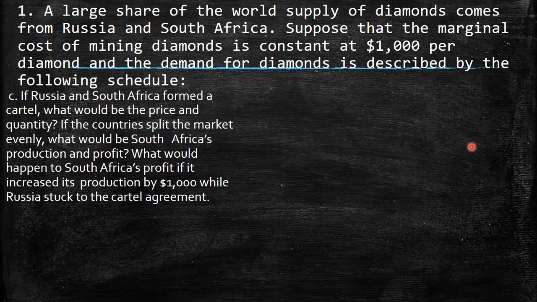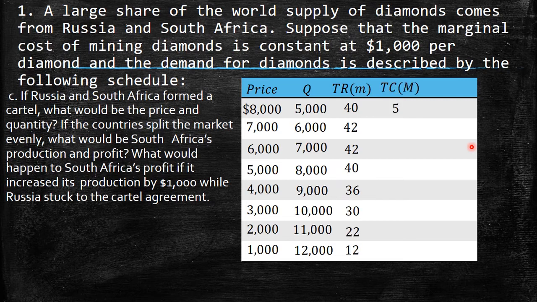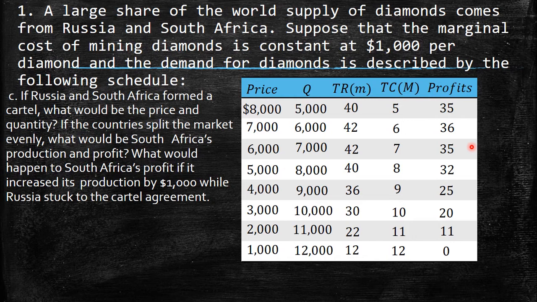What would happen to South Africa's profit if it increased its production by 1,000 while Russia stuck to the cartel agreement? So okay, first again we have your table, we have here the total revenue, total cost, and here we have the profits. When we are talking about a cartel, they move in the same way. Because they move the same way, they act as only one. Because they act as if they were only one, this is going to be a replication of the monopoly situation. So then definitely this should be this one.